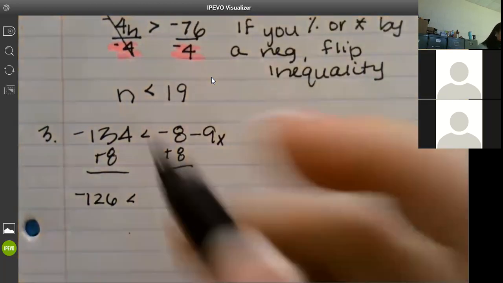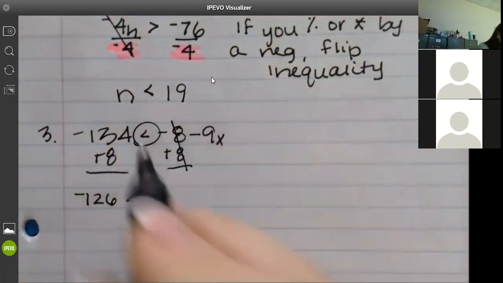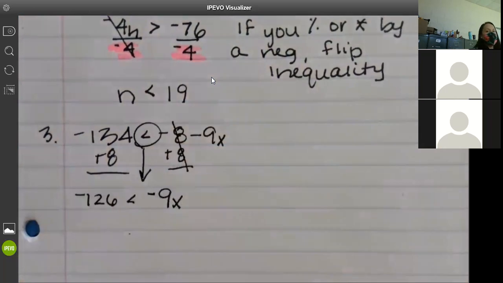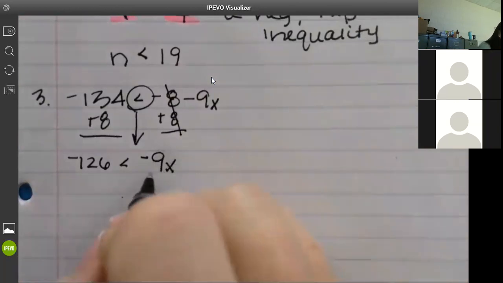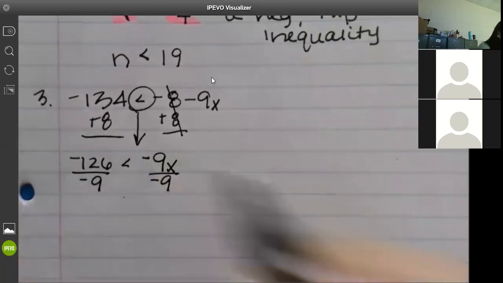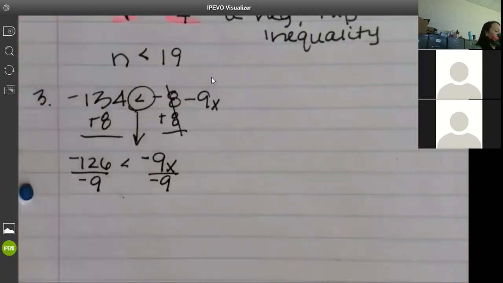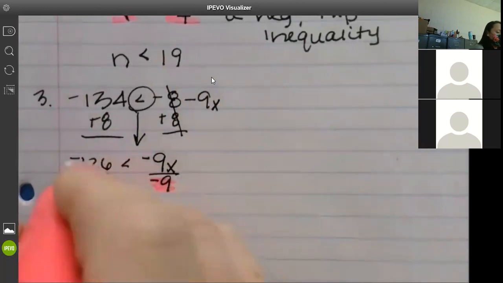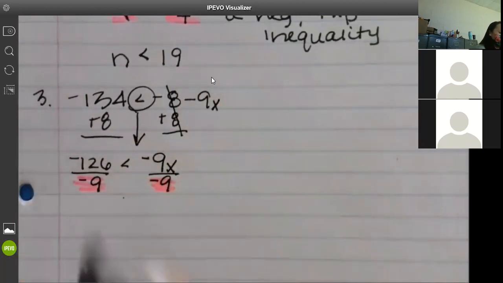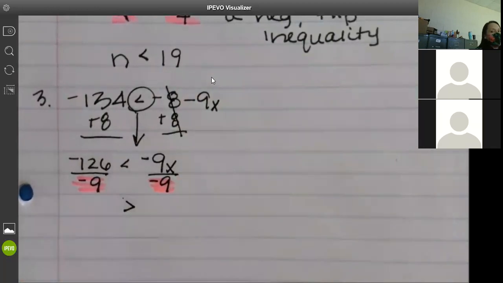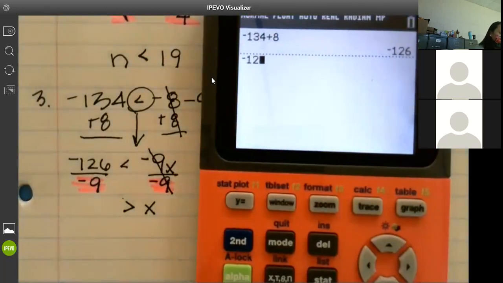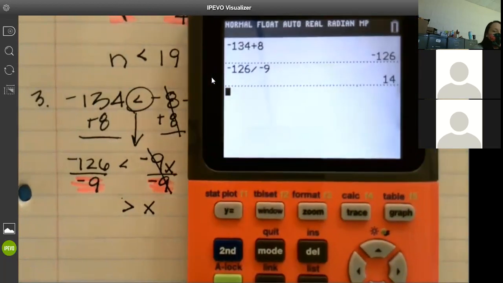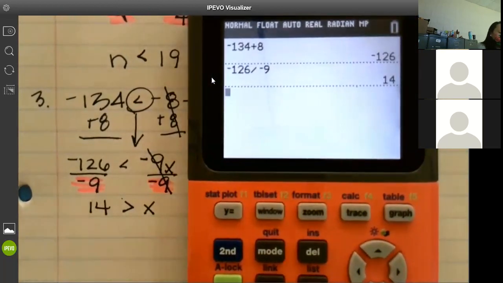We bring down that inequality sign. And then we were left with, make sure you bring down the negative with the 9. The last step, how do we get x by itself? Divide by negative 9. We divided by a negative, right? So if this number is negative, we have to flip the sign. So we're going to flip it. These cancel out and give you x. Negative 126 divided by negative 9 is 14.